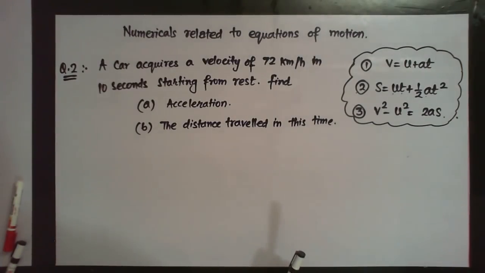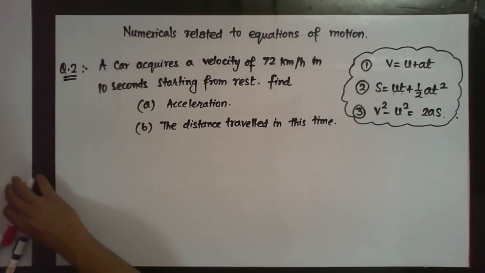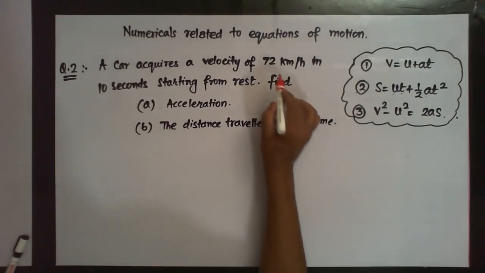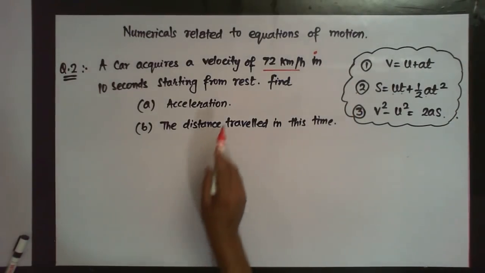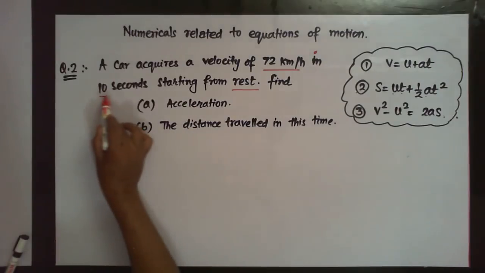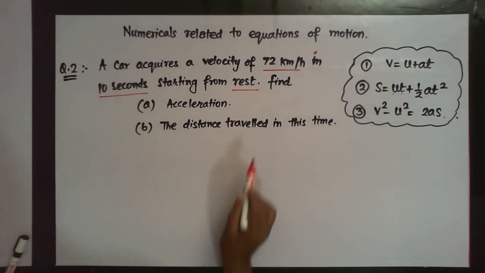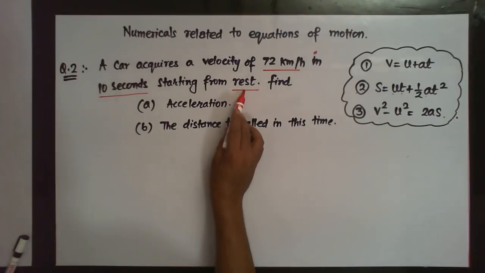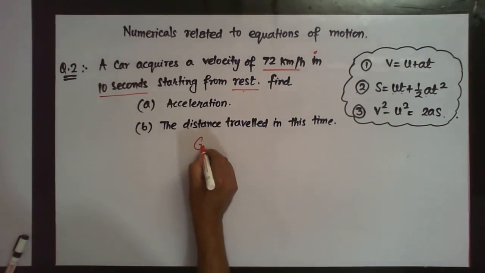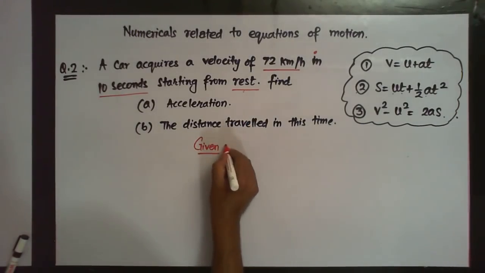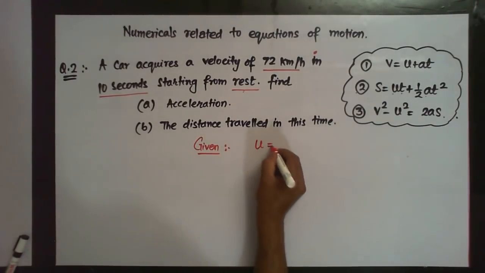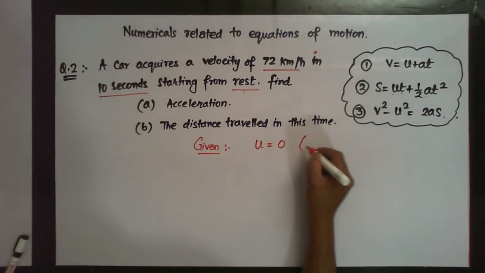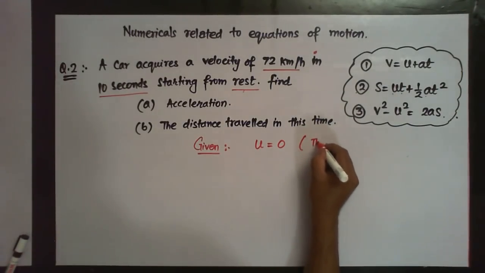Now see the question. A car acquires a velocity of 72 km per hour in 10 seconds, starting from rest. So initially the car was at rest. So what are the things given? U is equal to 0 because the body starts from rest.